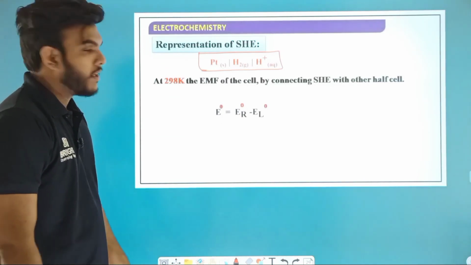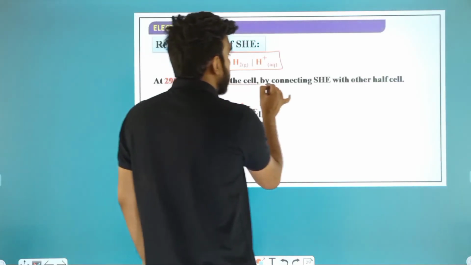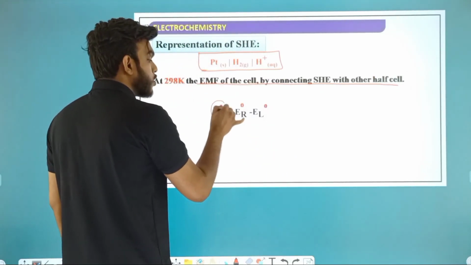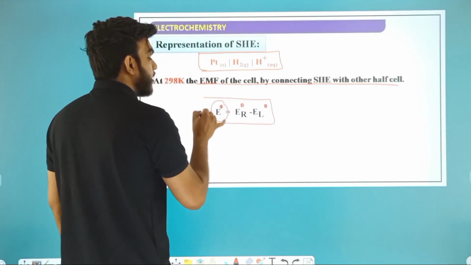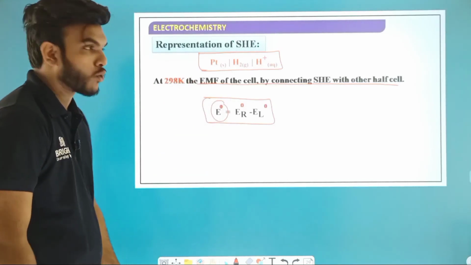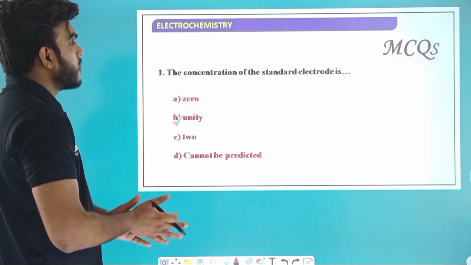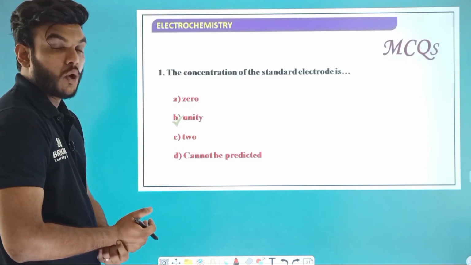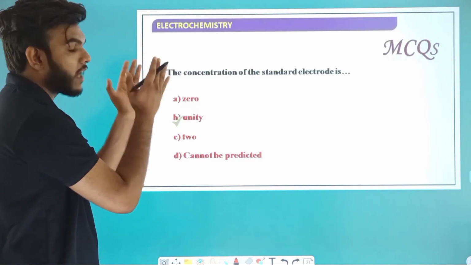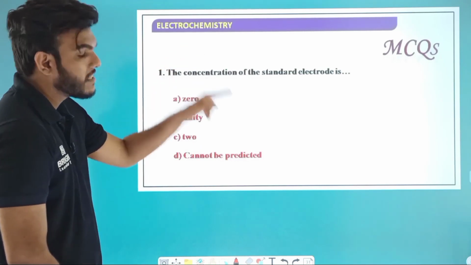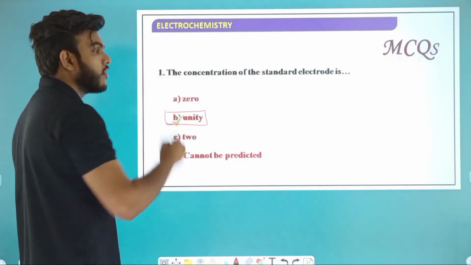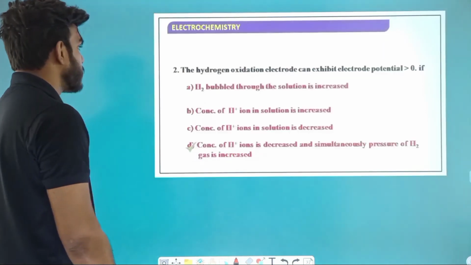At 298 Kelvin, the electromotive force of the cell, by connecting SHE with another half cell, we can write as E cell equal to E right minus E left. This is the method of finding the electrode potential. If the concentration is not standard, this is not a standard hydrogen electrode. For a standard electrode, the electrode potential is always a single, constant value.